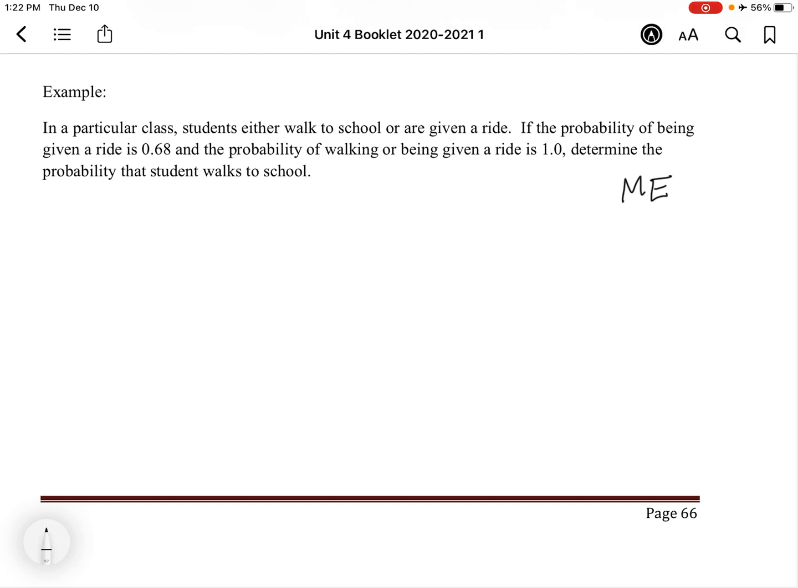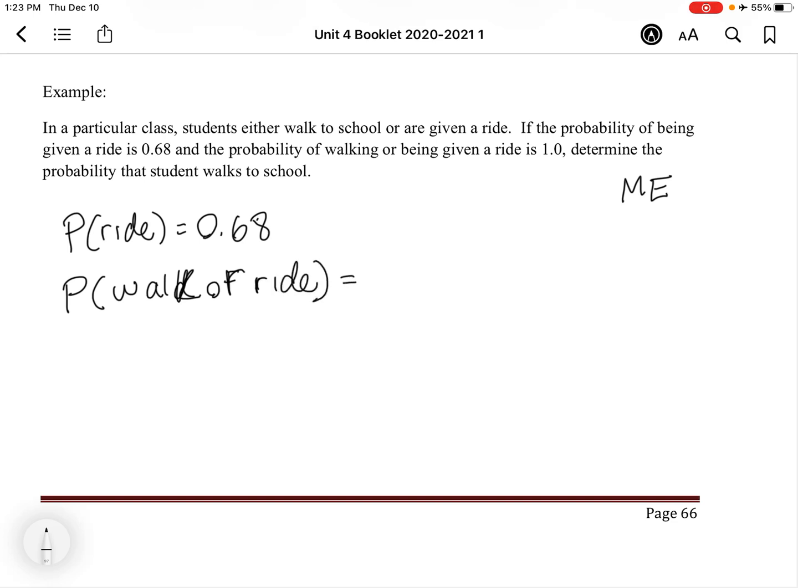Okay, so what does that mean? If you're either walking or being given a ride, right? If it's only one of those two, then the sum of the probabilities has to add up to 1, because if it's either or, you must be doing one of those two, right? So if the probability of being given a ride is 0.68, and the probability of walk or ride is 1, right? Well, let's think about this, right?